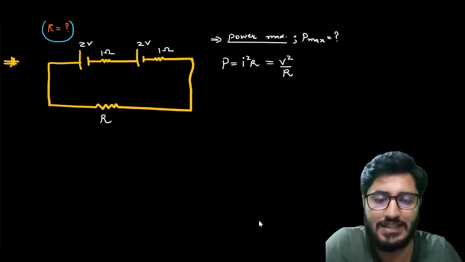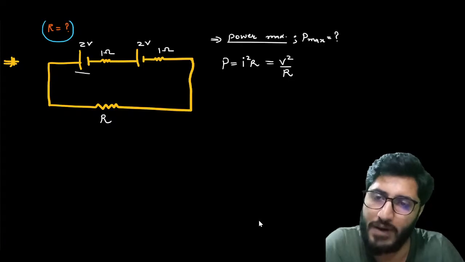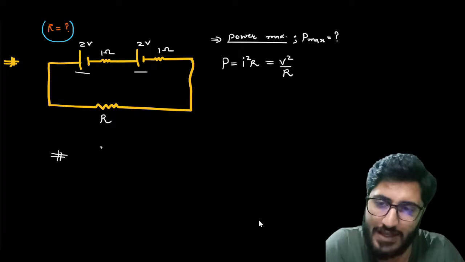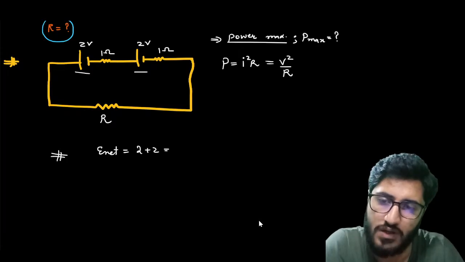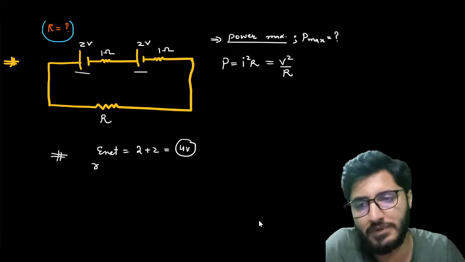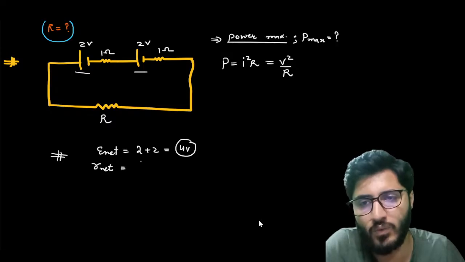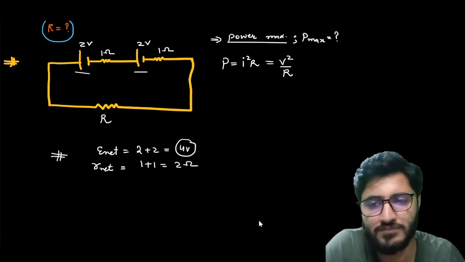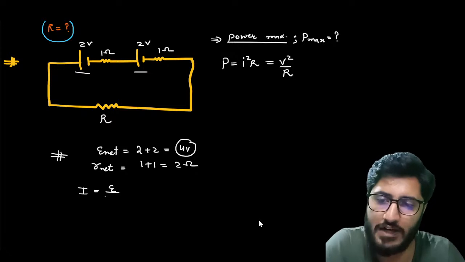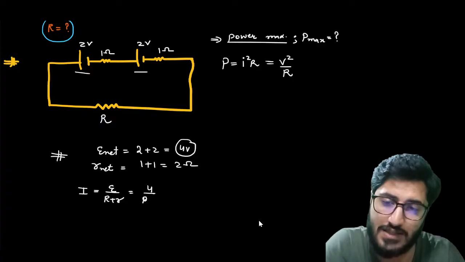You can see clearly now, beta. Look, two batteries are connected in series. So what will be the E net? Sir, E net will be E1 plus E2, that is 2 plus 2, 4 volt. What will be the small r net? Sir, 1 plus 1 is 2 ohm. Done. What will be the current now? Sir, current is equal to E divided by R plus r. E is 4, small r is, sorry, capital R is R, small r is 2.